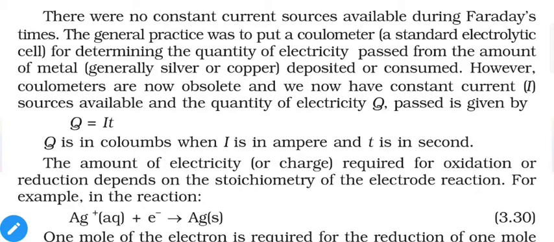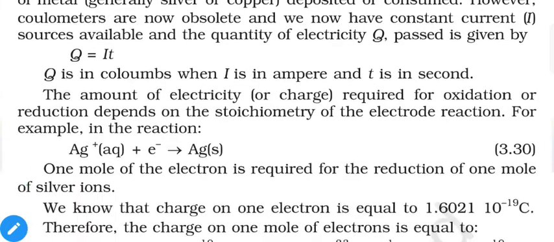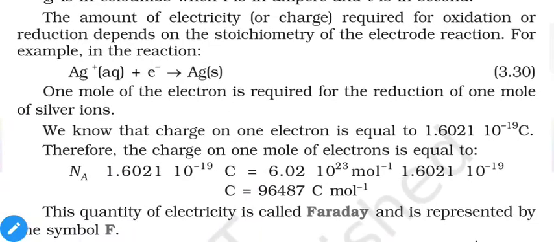The quantity of electricity Q passed is given by Q is equal to I T, where Q is the coulombs, I is the ampere, and T is the time. So ampere multiplied by time in seconds gives the coulomb, and coulomb is a unit of electricity. The amount of electricity required for oxidation or reduction depends on the stoichiometry of the electrode reaction. For example, for silver, 1 mole of electron gives 1 mole of metal.